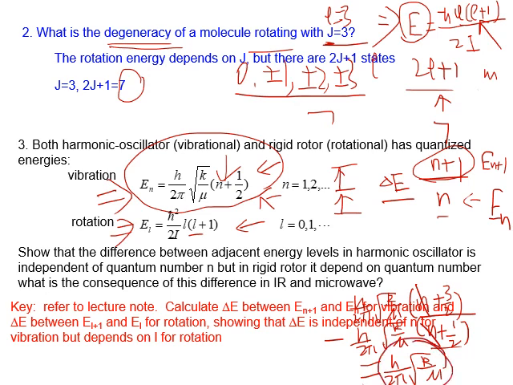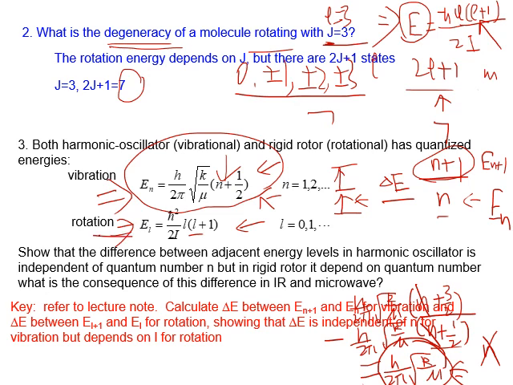You see the energy separation is independent of quantum number n. There is no quantum number n, and therefore they are equally spaced. All the energy separations are the same in this equation. So that proves harmonic oscillator energy separations are equally spaced.